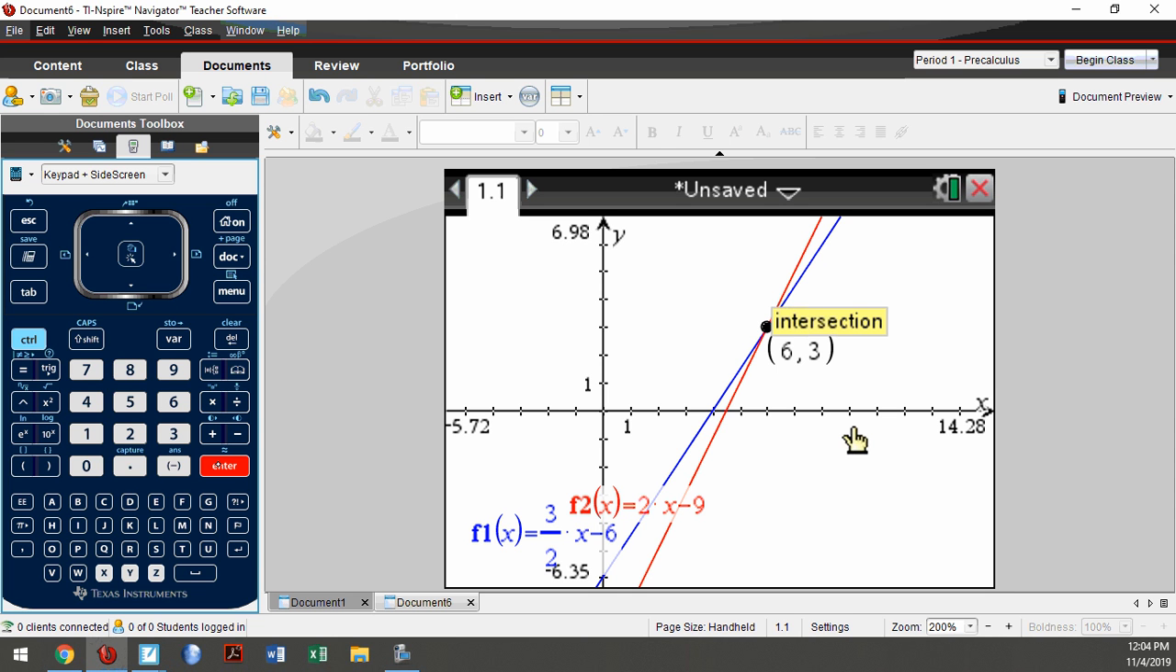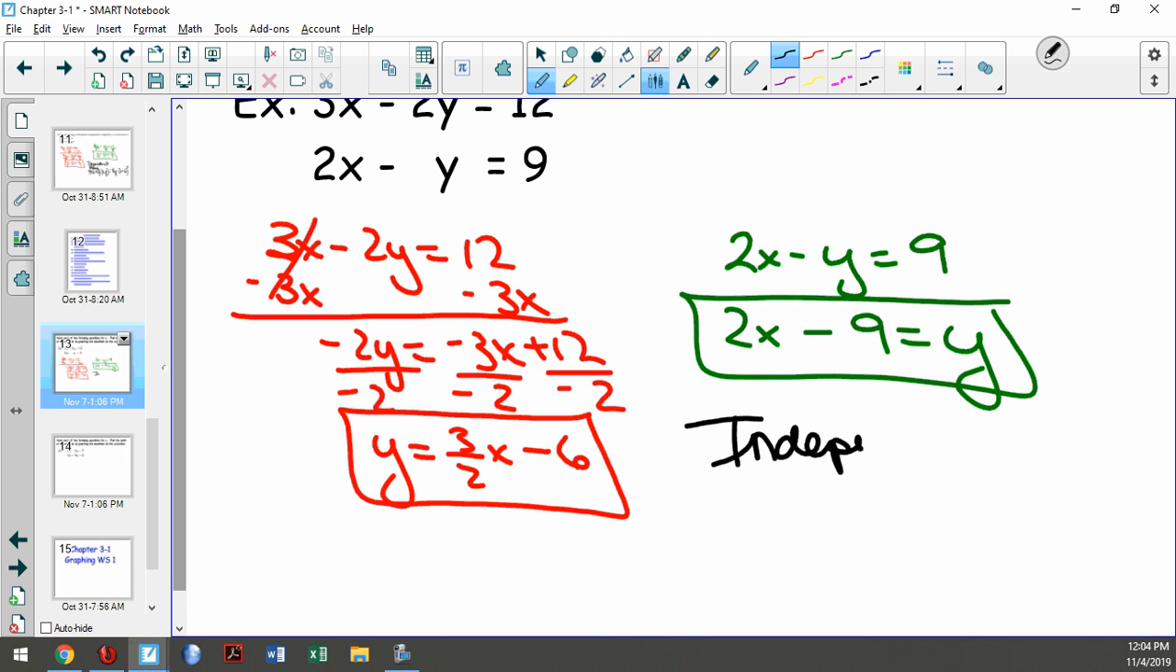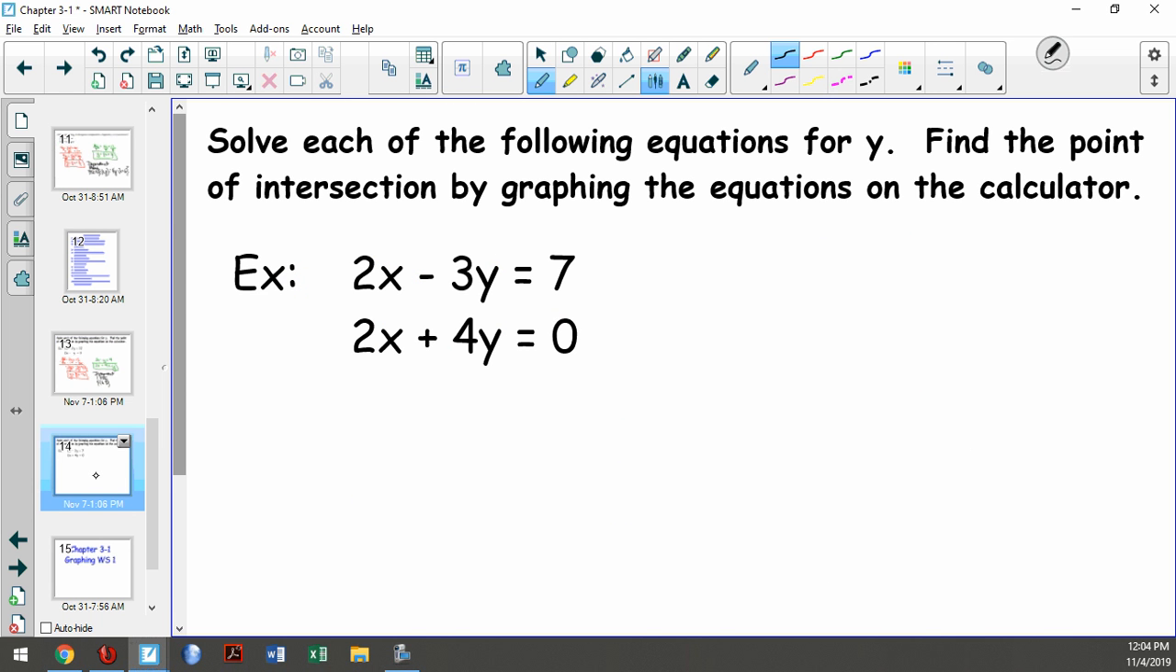We're going to do it again here in a second. Nope, I'm going to show you what to do. So our point of intersection, this is going to be an independent system with one POI, and that POI happens to be 6, 3. Do we understand that? Yes? Okay, let's do it again.